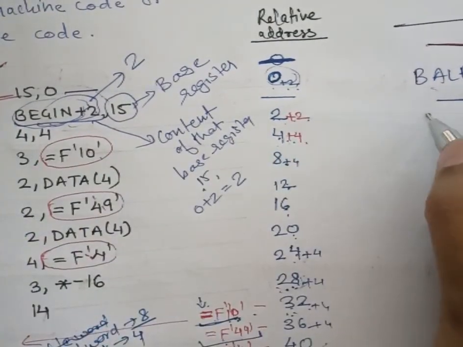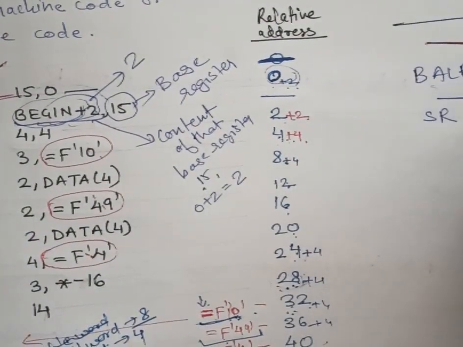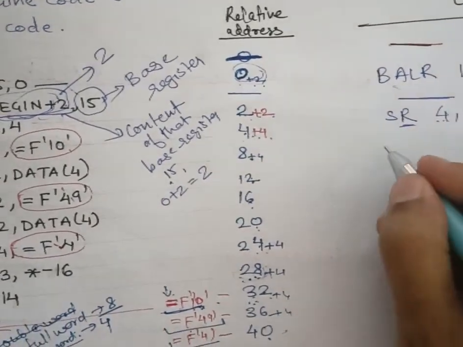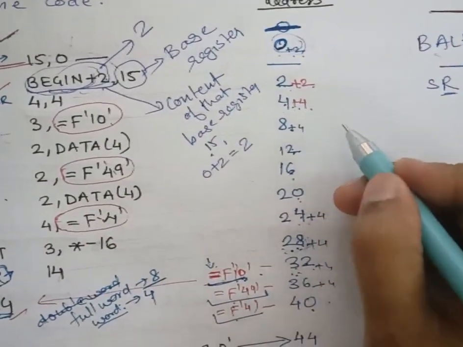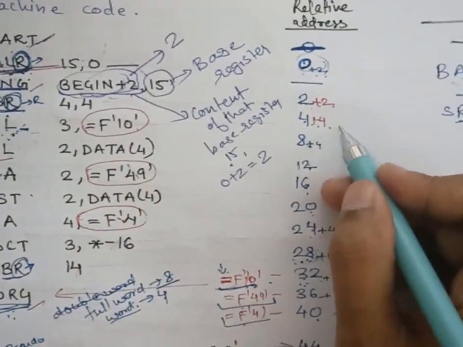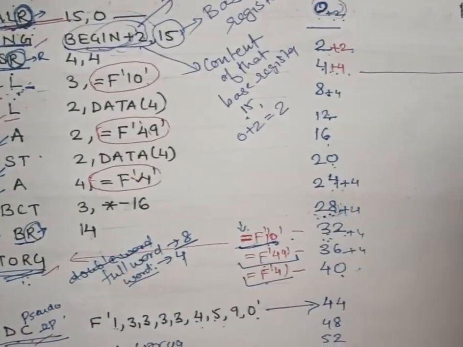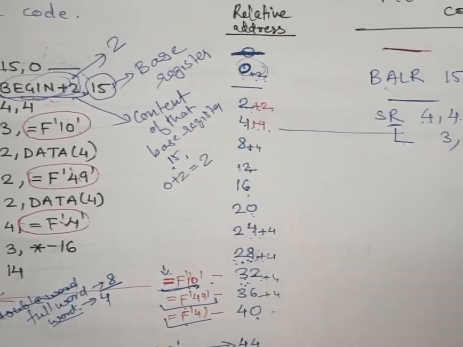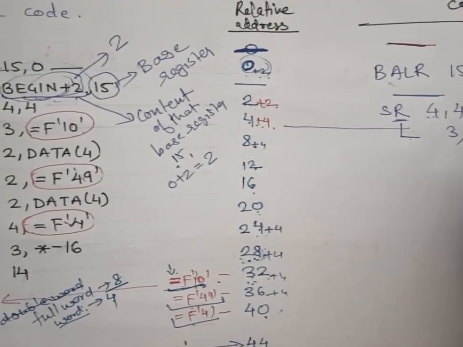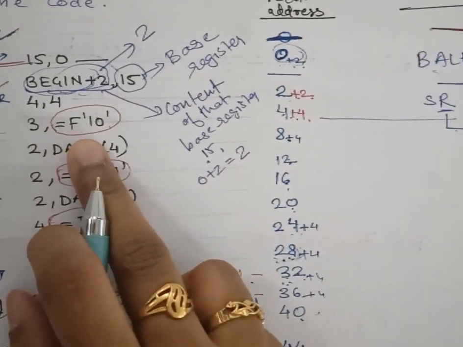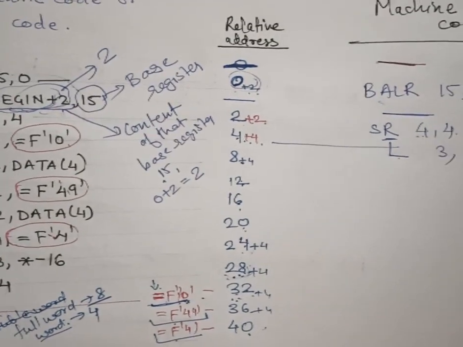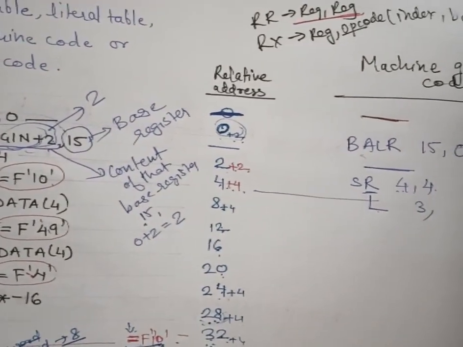Second, we are having the SR instruction. So SR is again an RR type instruction, so 4 and 4. Then next we are having the L. So here you can see the L contains the RX type of instruction. L, then 3 is there. So here 3, then you can see here we are having the RX instruction. So we have to find the opcode here.